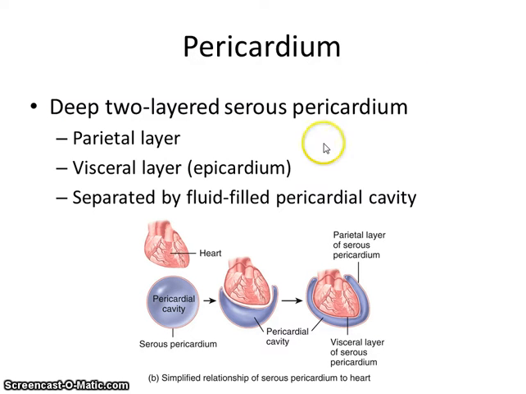That pericardium is going to help reduce friction. The serous fluid is going to lubricate the area so the heart can move more freely, not rub against the cavity wall.